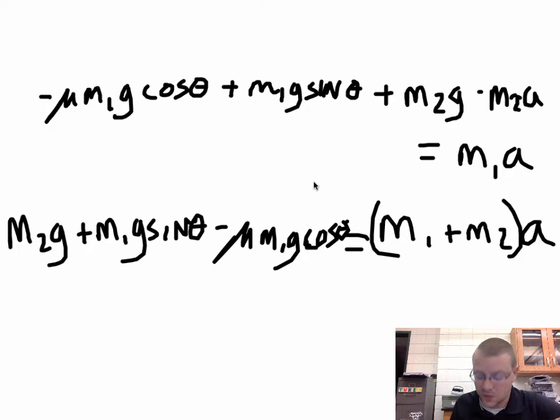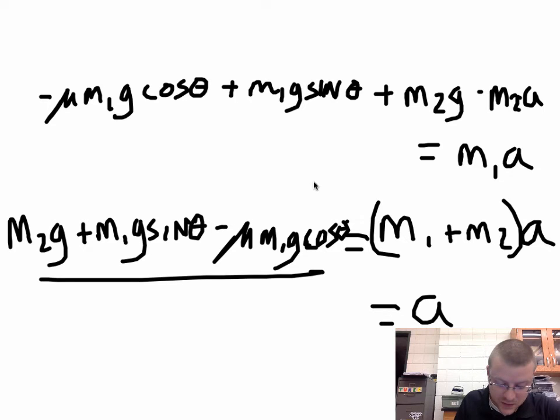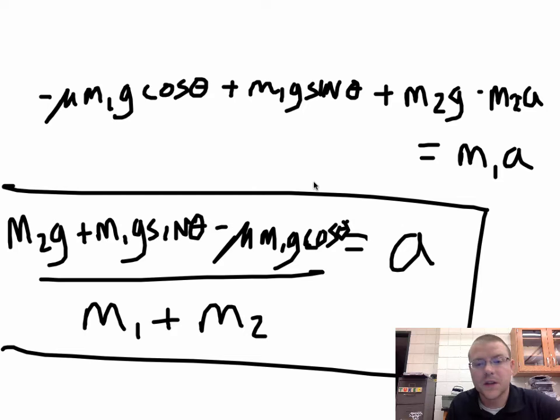So again, if we want to rearrange and solve for acceleration, we're going to divide all of those forces by the total mass of m1 plus m2. So the acceleration of the system here is the weight of block 2 plus part of the weight of block 1 minus the frictional force on block 1. Those are the three forces that are fighting each other, and you're dividing by total mass again.